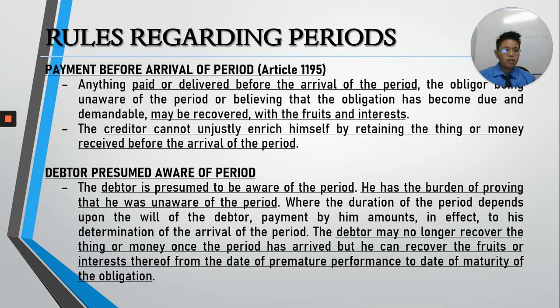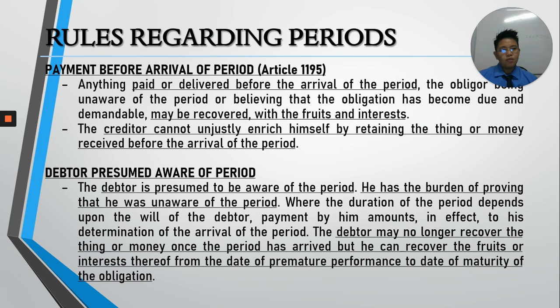So, binayaran na niya yung kanyang obligation. Remember here, there is premature payment on the part of the debtor. So, if the debtor can prove that he was unaware of the period, kasi remember, presumption yun na aware siya. So, you have to overcome yung presumption. If the debtor can prove that he is unaware of the period, remember, he can recover his money with fruits and interest pa. So, yun ang tandaan natin.